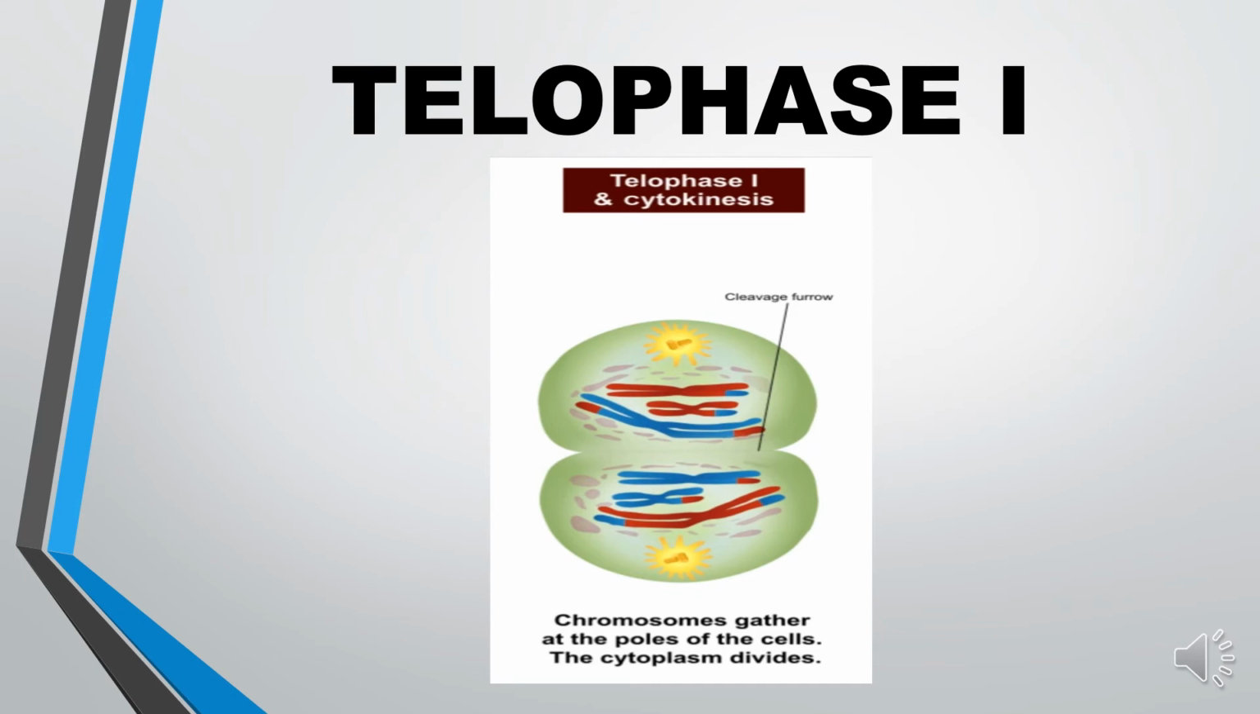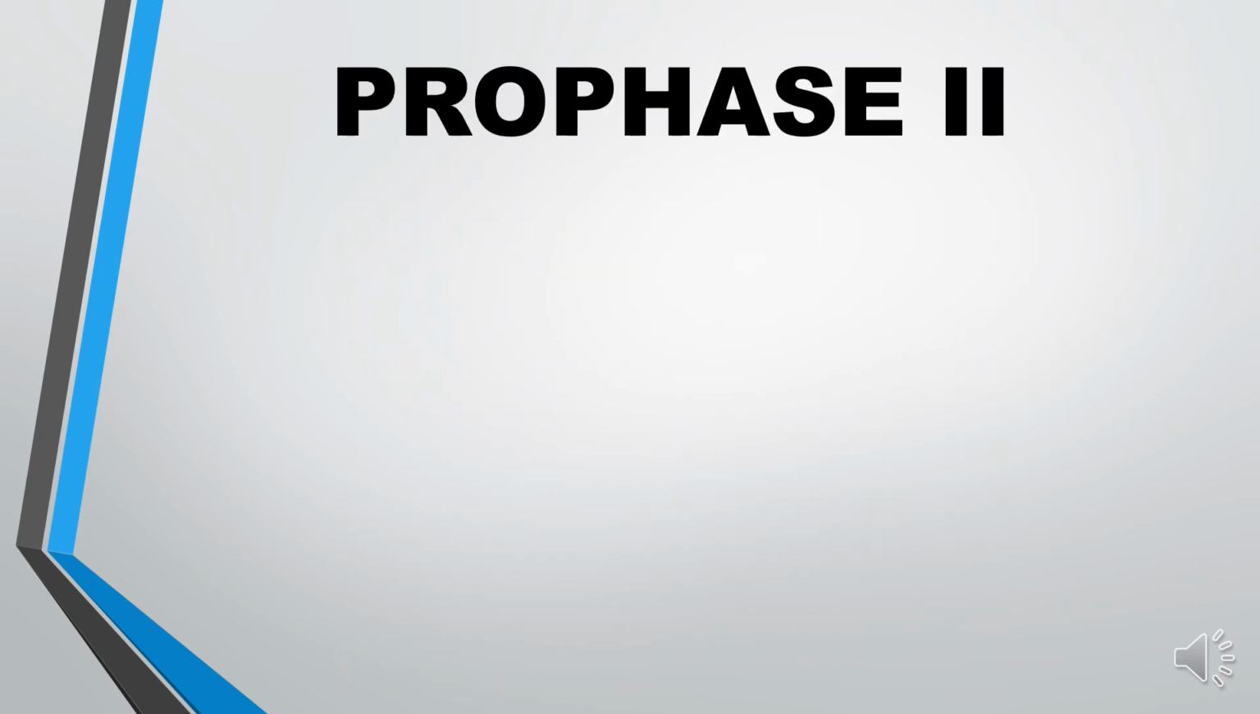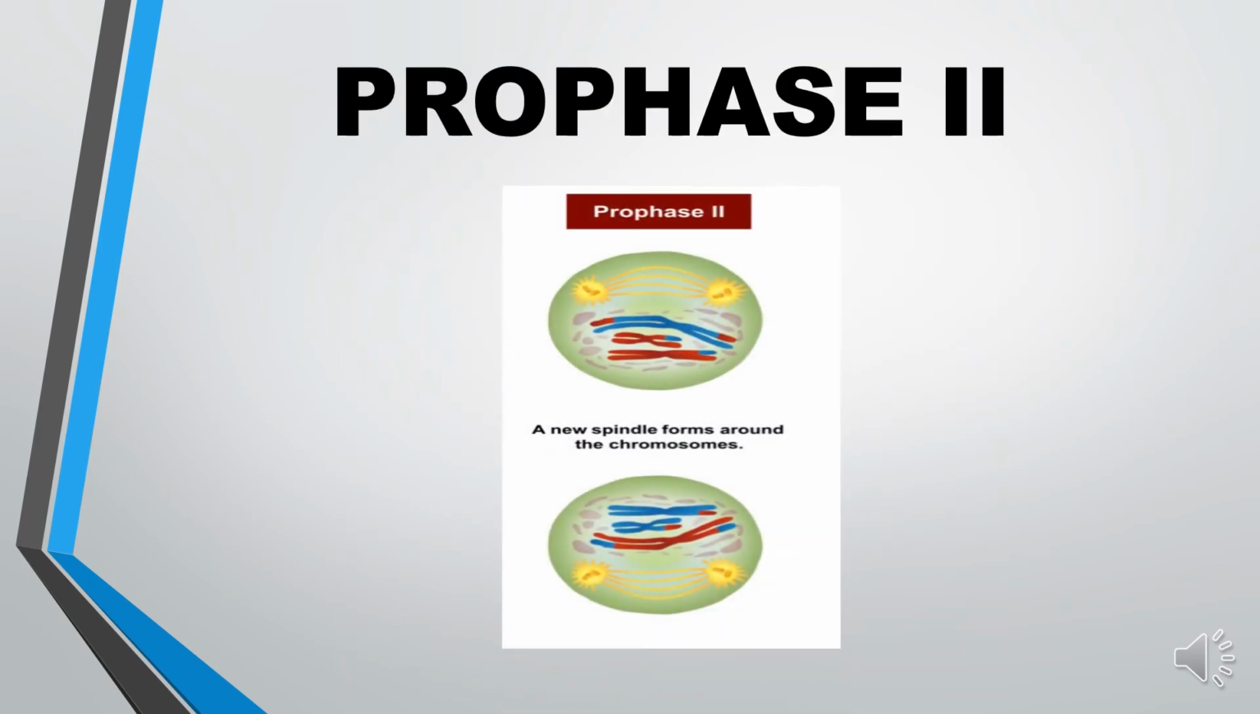So now let's proceed to meiosis 2, or the equatorial meiosis. So prophase 2 is the same as prophase 1 in meiosis 1 and prophase in mitosis. A new spindle forms around the chromosomes. These are the spindles. And of course, the chromosomes are condensing, thickening and visible. The difference here is that it's already two cells. So now let's proceed to the next stage.